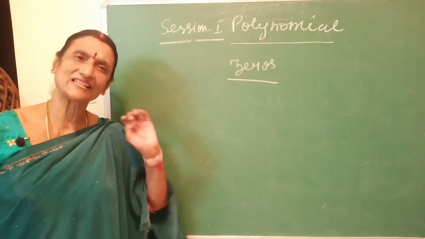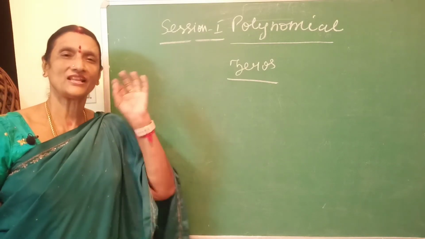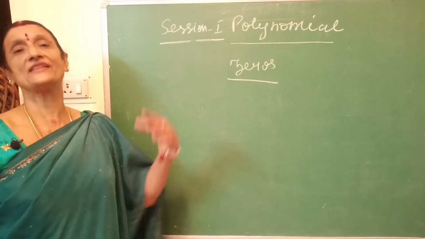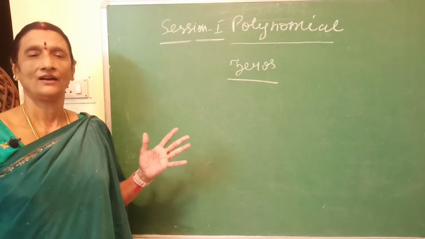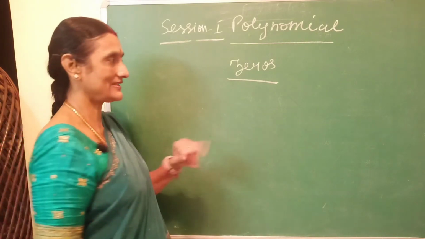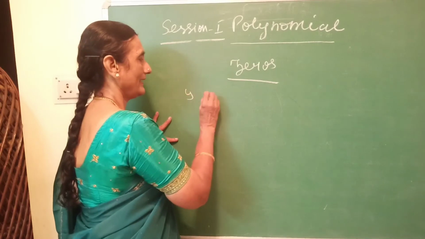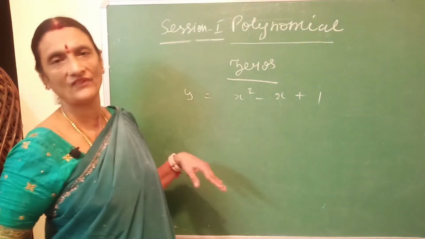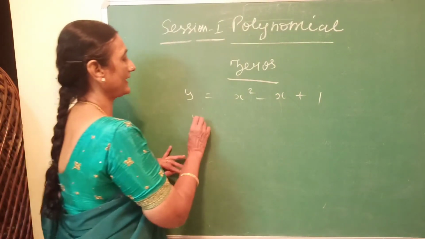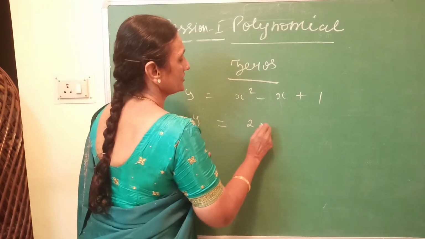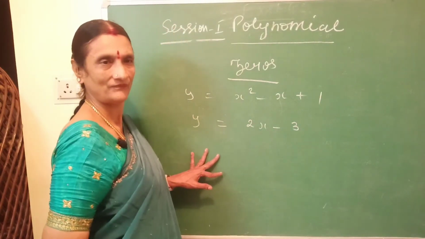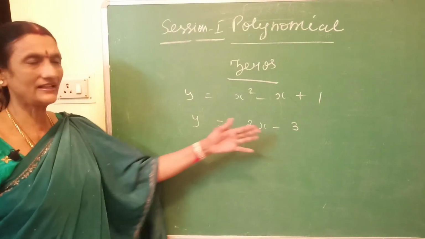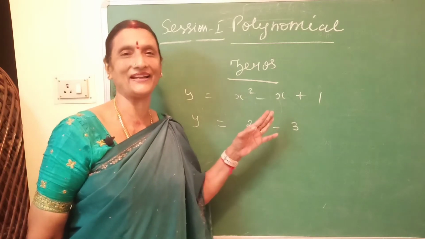So what do we call zeros of a polynomial? Zeros of the polynomials are the values of x for which the polynomial itself is 0. Okay, can't understand this? Just wait. Now y is equal to some x square minus x plus 1. We are writing a polynomial. I can even write one more polynomial as 2x minus 3. y is equal to 2x minus 3 is a polynomial, say. So this is a linear polynomial. This is a quadratic polynomial.